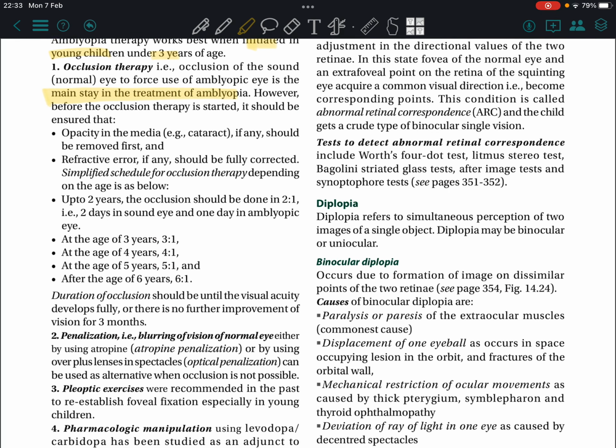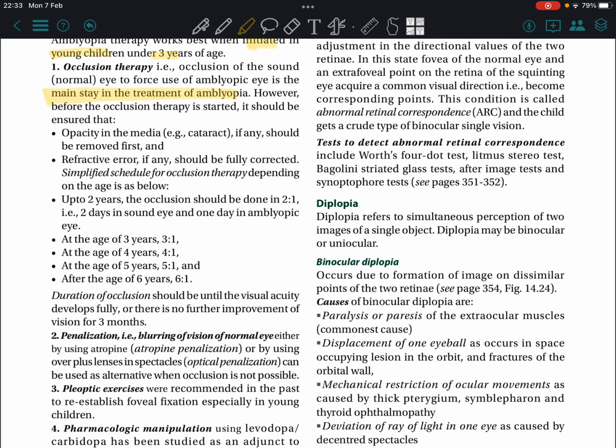However, before the occlusion therapy is started, it should be ensured that opacity in the media, if any, is removed first. Refractive error, if any, should be fully corrected. A simplified schedule for occlusion therapy depending on the age is as follows. Up to 2 years, the occlusion should be done in 2:1. Then at the age of 3, 3:1, 4, 4:1, 5, 5:1, 6:1.